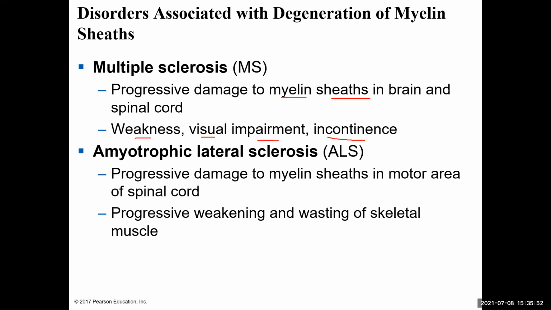basically forms of incontinence. Now, ALS is damage to the myelin sheaths in the motor area of the spinal cord. And so because you start losing efficiency in transmission of these motor neurons in that area of the spinal cord, your muscles will start to weaken and waste away because you're losing that progressive use of those muscles themselves.